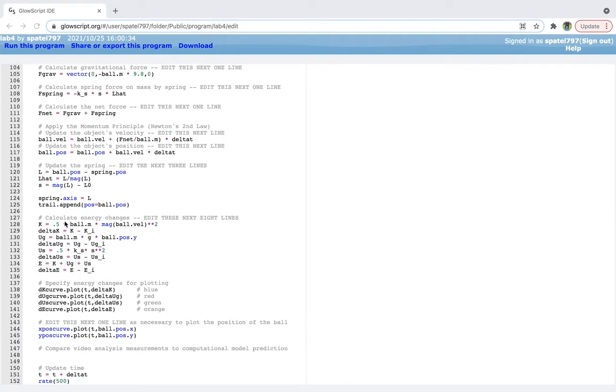And finally, we calculate our changes in energy. The formulas for energy, kinetic, potential, and spring all remain the same, but for the changes in these energies, so delta K, delta UG, and delta US, it's simply the final minus the initial. And then the same thing for the total change in energy, it's just final minus initial.